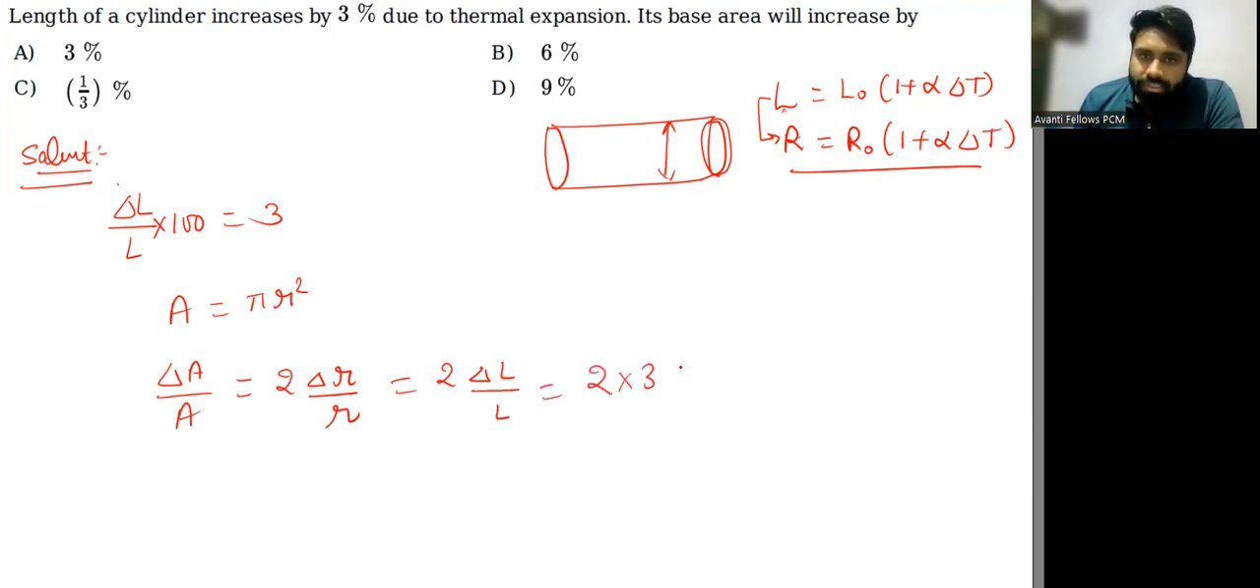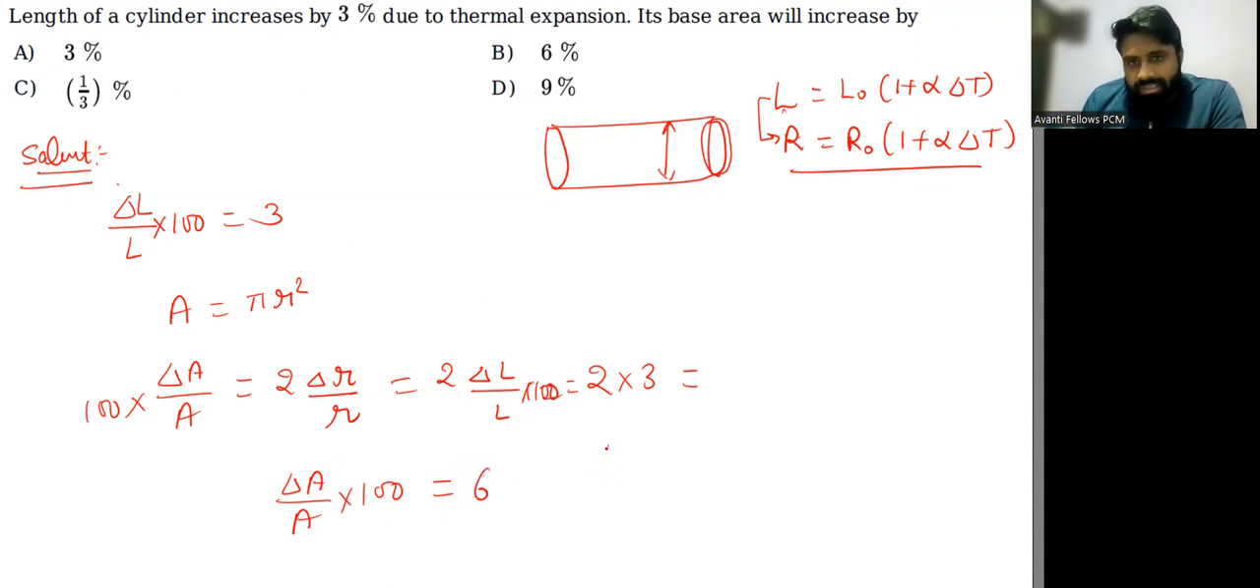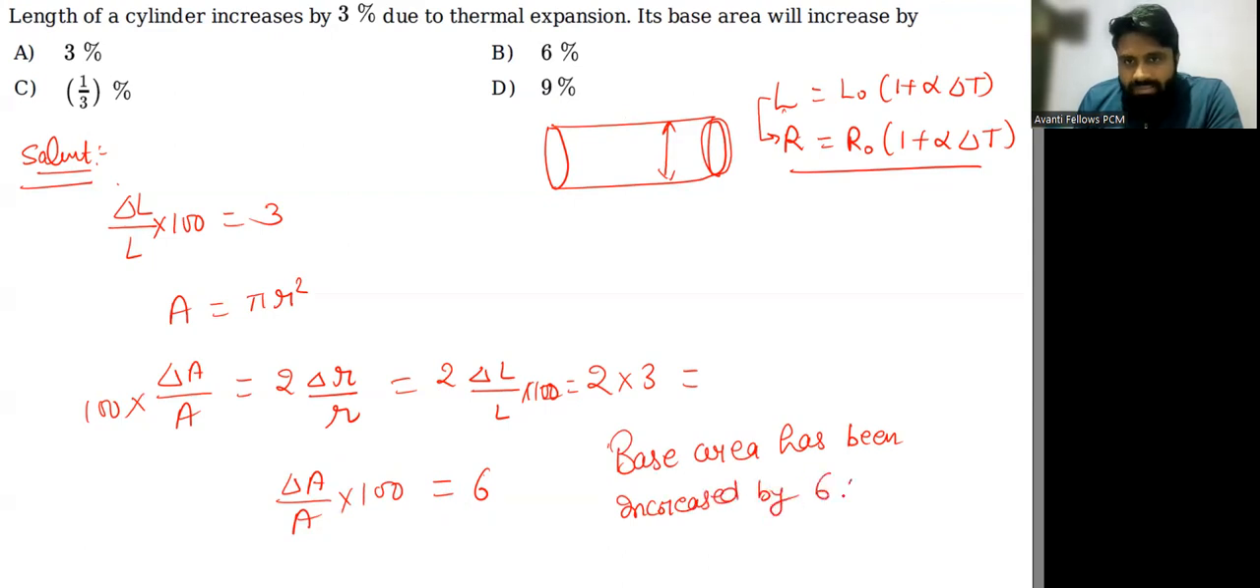So multiplying by 100, delta L by L into 100 is 3. So delta A upon A into 100, which is the percentage expansion in the base area, is given by 2 into 3, which is 6. So we can say that the base area has been increased by 6%.